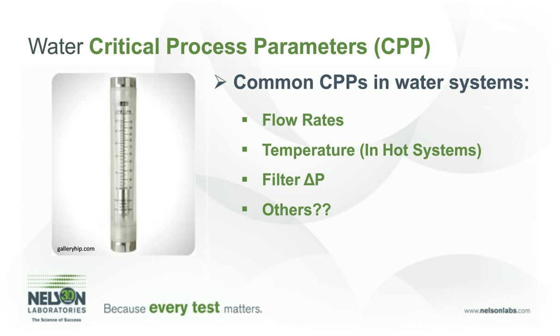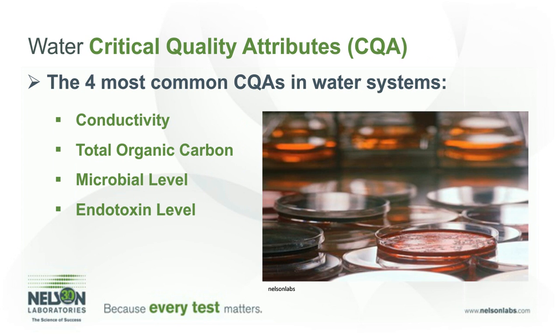The four most common critical quality attributes in water systems are conductivity, which is measured and monitored to ensure the ionic impurities are within acceptable levels. Total organic carbon, which is measured and monitored to ensure the organic impurities are maintained within acceptable levels. Microbial content, which is measured, monitored, and in some instances even speciated to ensure the microbial load of the system is within acceptable levels. And lastly, depending on the quality or grade of water being produced, endotoxin levels are measured and monitored to ensure that the impurities are within acceptable levels.